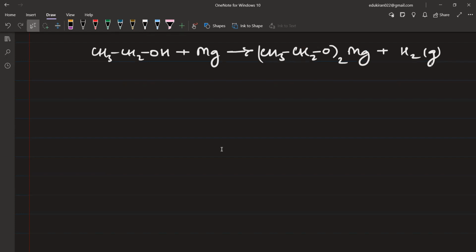Now we will be comparing the acidic character of alcohol with other elements. So please write first of all alcohol versus water.